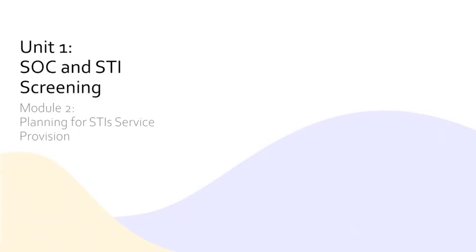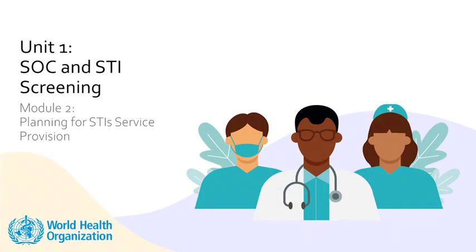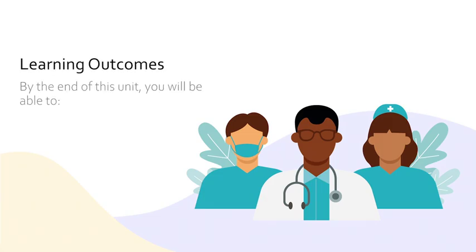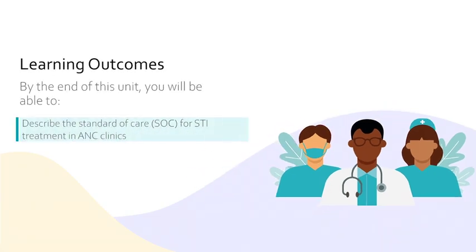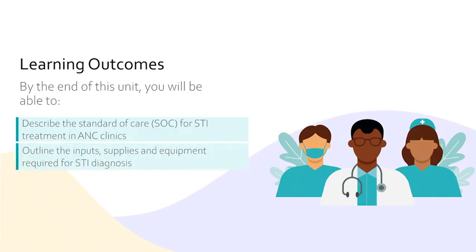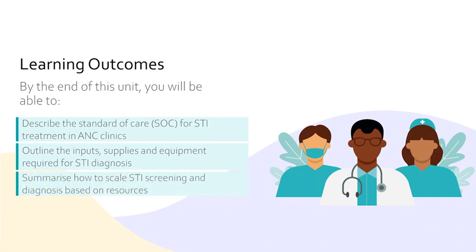Welcome to Unit 1 of this Planning for STI Service Provision module. In this unit, we will look at standards of care for STI treatment, the requirements for STI diagnosis, and how to scale STI screening and diagnosis based on resources. By the end of this unit, you will be able to describe the standard of care for STI treatment in ANC clinics, outline the inputs, supplies, and equipment required for STI diagnosis, and summarize how to scale STI screening and diagnosis based on resources.